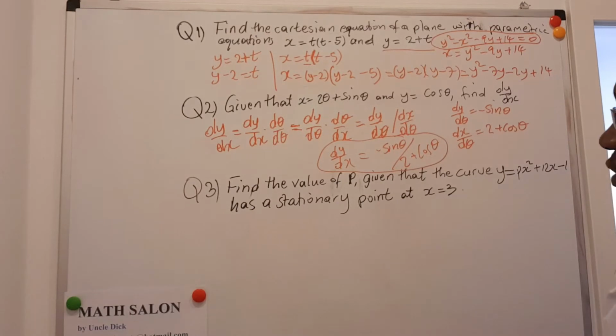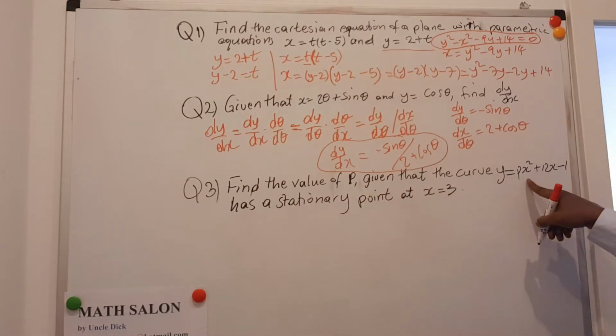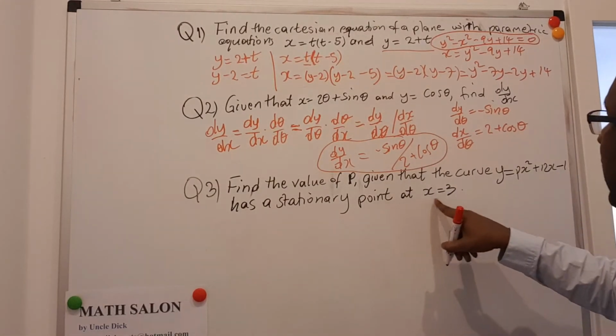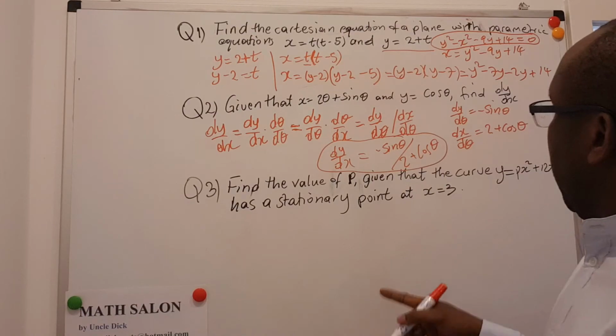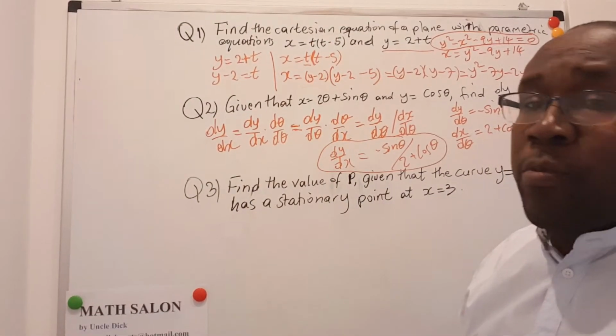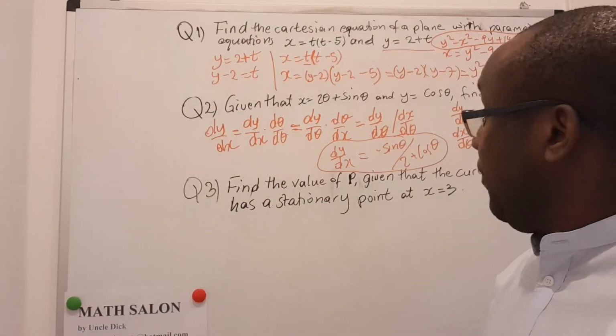The third one says, find the value of p given that the curve y equal to px squared plus 12x minus 1 has a stationary point at x equal to 3. A function or a curve has a stationary point when it's either a maximum or a minimum or a point of inflection. The most important is that at that point the derivative is equal to 0.